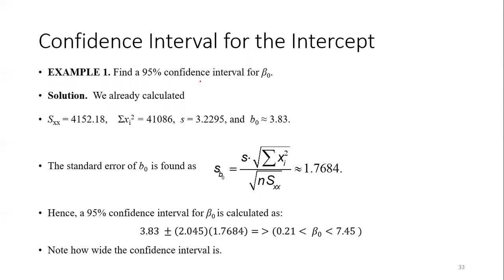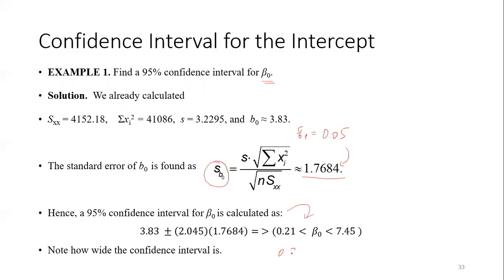So let's find a 95% confidence interval for beta 0. Again, what we need at first is to find S of B0. From the formulas, just plug in the values. It turns out that S of B0 is 1.7684. Remember, S of B1 was equal to 0.05, right? If you compare this, S of B1 was very small compared with S of B0. So we can see the effect of this in the confidence interval.